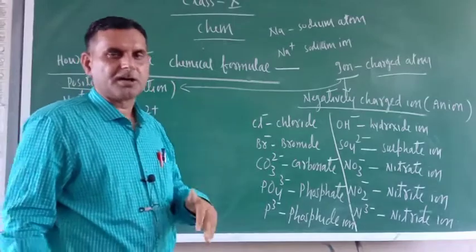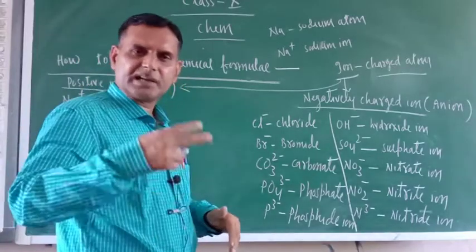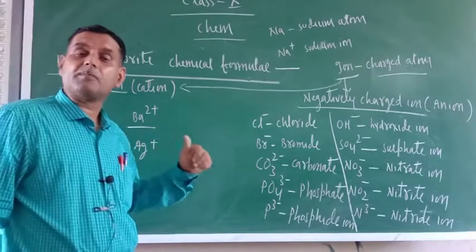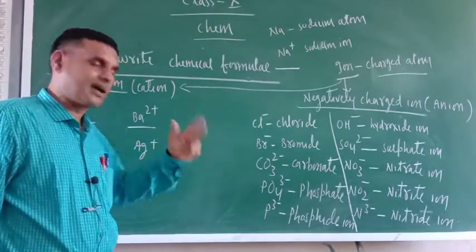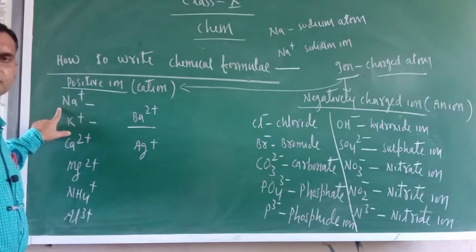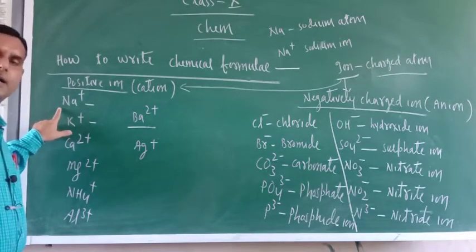Am I correct or not? There is one more basis of classification of ions, that is on the basis of the number of atoms present in that ion. Like in sodium, only 1 atom is there, so this is a monoatomic cation.